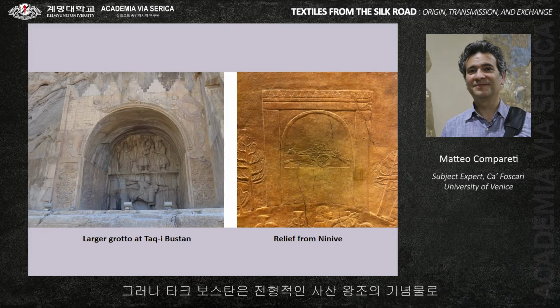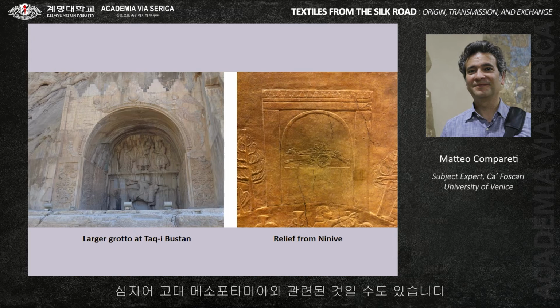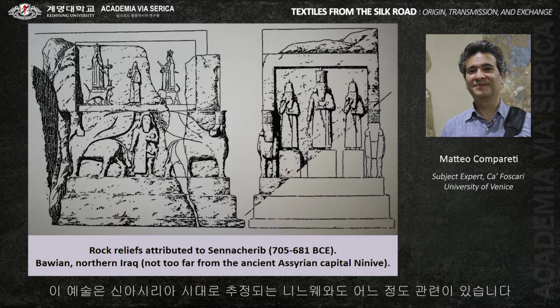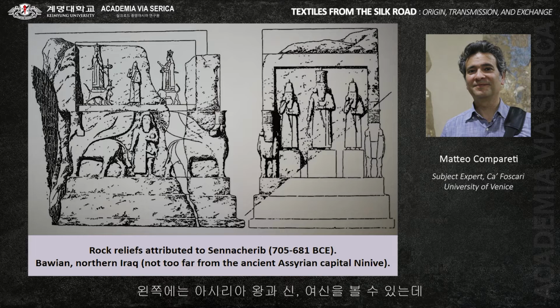But what is important to keep in mind is that Takebustan cannot be considered a typical Sasanian monument. Even from an architectonic point of view, it's something which existed long before the Sasanians. It's something which is probably even connected with Mesopotamia. And just to complete this detail about Mesopotamian art, we have something not very far from Nineveh, which is still from the Neo-Assyrian period, and it's the division in two levels of a representation like the one we have in this slide.